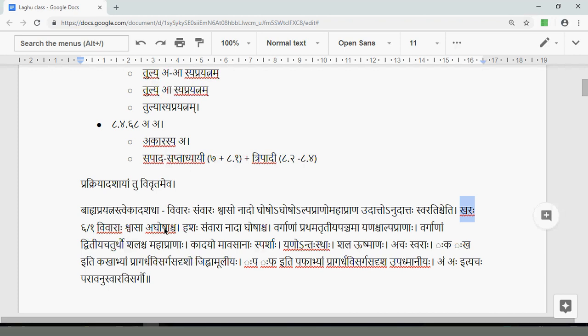Then aghosha, what is ghosha? There is some kind of vibration. You say ghoshana, ghoshana is just an announcement. But ghosha is what? In Hindi it is gunjan, gunjana. So there is some vibration of the sound. When you say kha, there is some vibration of the sound. That is the prayatna there. Effort is needed for vibrating the sound. That is ghosha. But here it is not needed. That is aghosha. Na ghosha, aghosha.